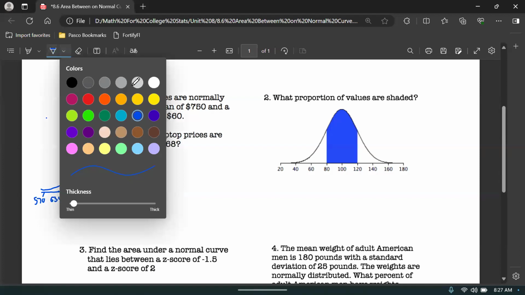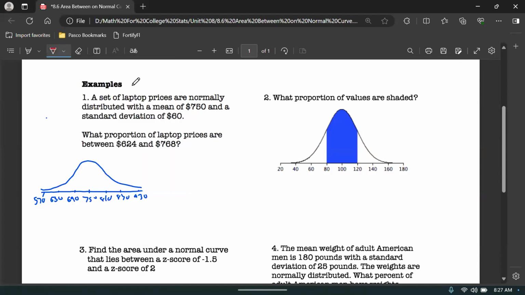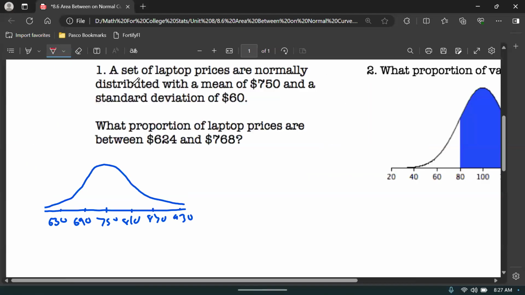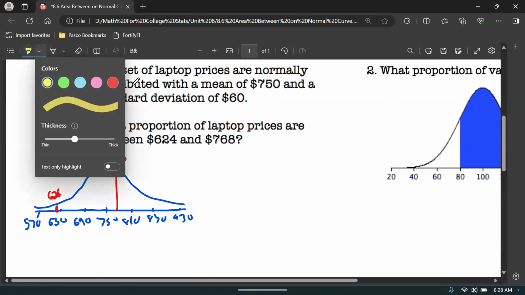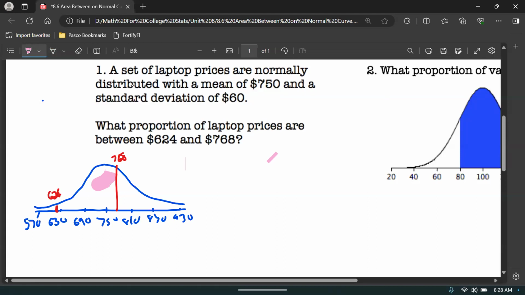So we're looking for the proportion of laptop prices between 624, which is somewhere right around there, and 768, which is probably something like here-ish, right? So we're looking for the area between these two. Let's see if I can color this in at all. Ooh, that's kind of okay. I'll take it. Of course, we could do the calculator, but that's the easy way, so I'm going to do that second.